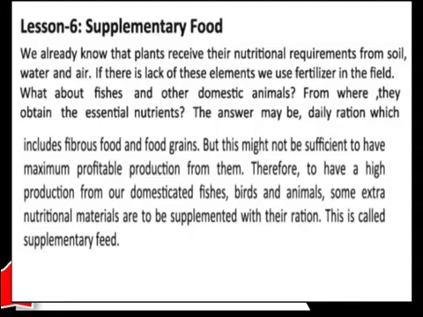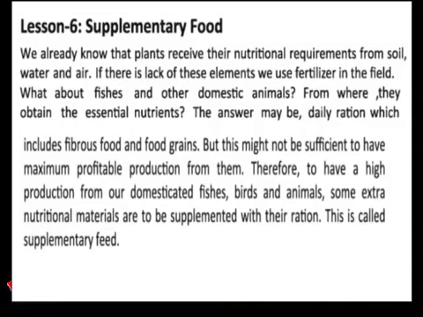The answer may be daily ration, which includes fibrous food and food grains. That means how can they make up? They may make up by the ration, a portion of some limited resource allocated to a person or a group, which includes fibrous food, stringy food, that means looks like a string. Food grains means harvested seeds of various grasses, food crops, like, we can say, rice, but this might not be sufficient to have a maximum profitable production from them. So if I apply only this, it will not be sufficient.